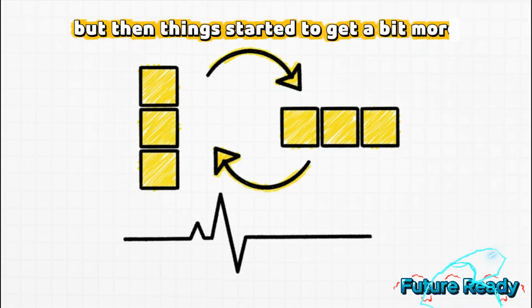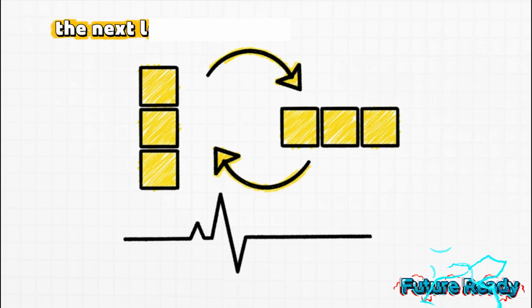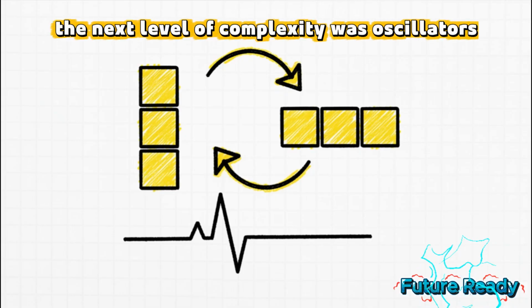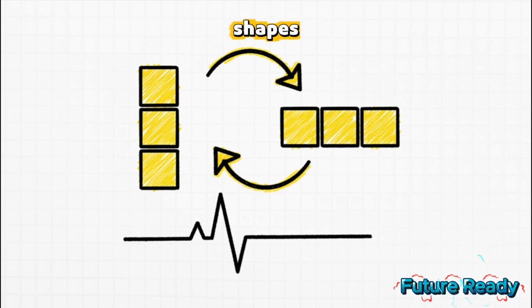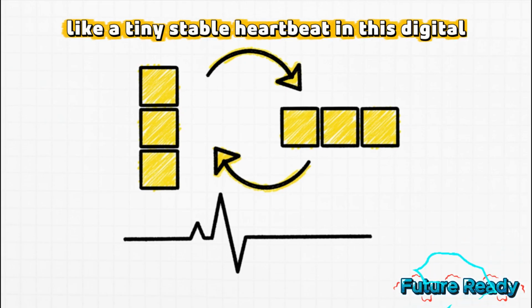But then things started to get a bit more interesting. The next level of complexity was oscillators. These are patterns that aren't static, they actually repeat a cycle of different shapes. The most famous one is the blinker, which just flips between a horizontal and a vertical line, over and over again, like a tiny, stable heartbeat in this digital void.